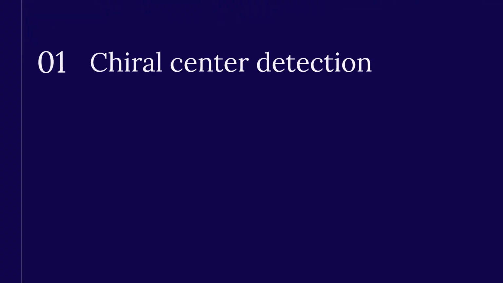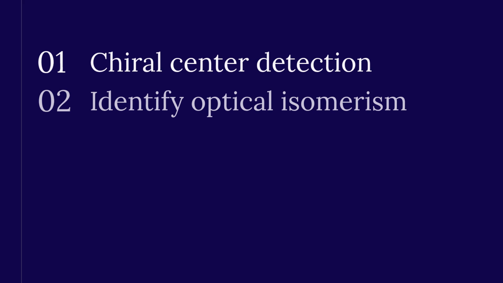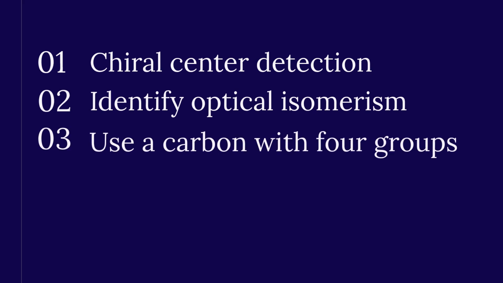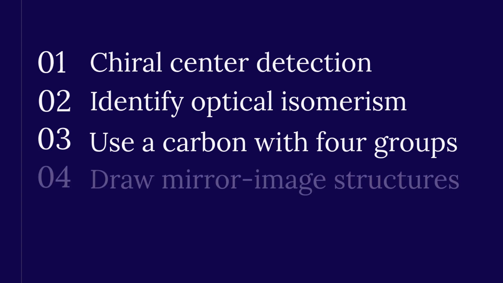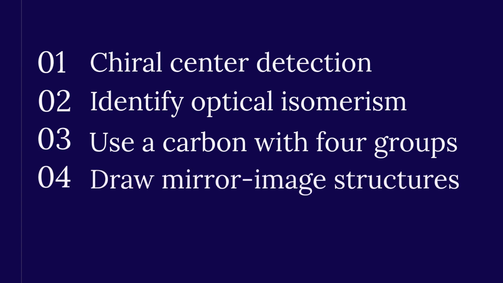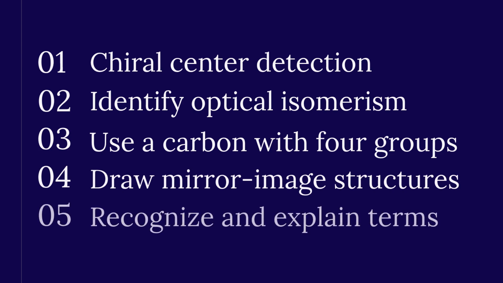To identify optical isomerism in exams, look for a carbon with 4 different groups. This indicates a chiral center, suggesting optical isomerism is possible. Draw 2 mirror image structures and ensure they are non-superimposable. Use key terms like chiral, enantiomers, and plane polarized light accurately. This checklist helps in recognizing and explaining optical isomerism.